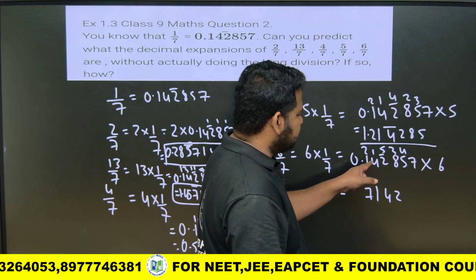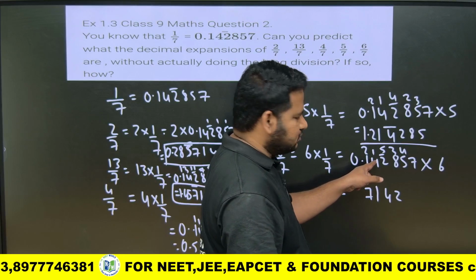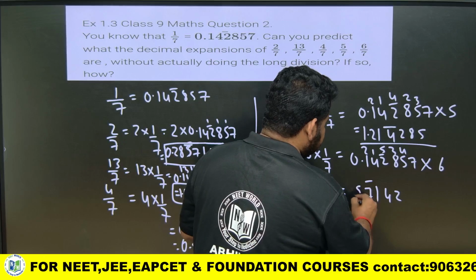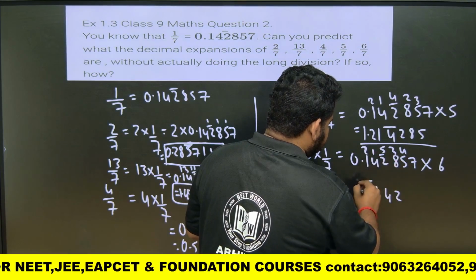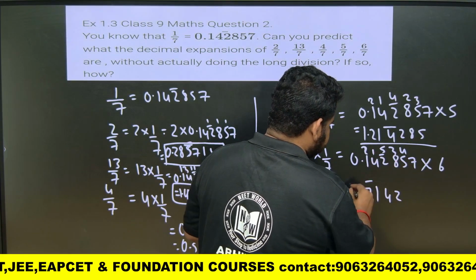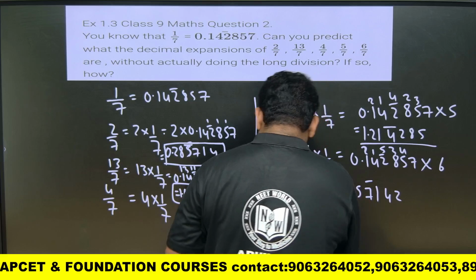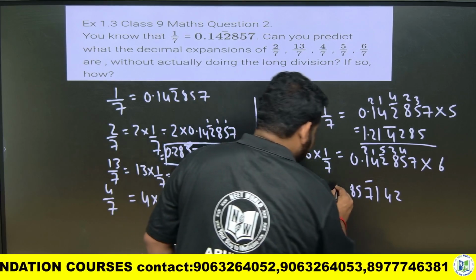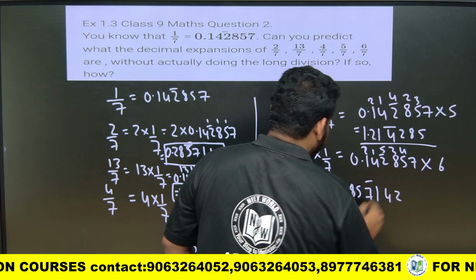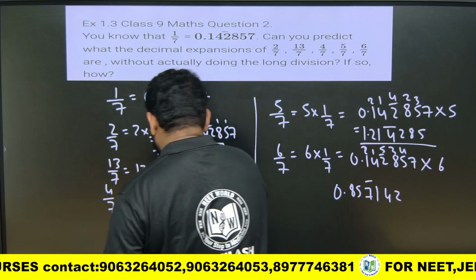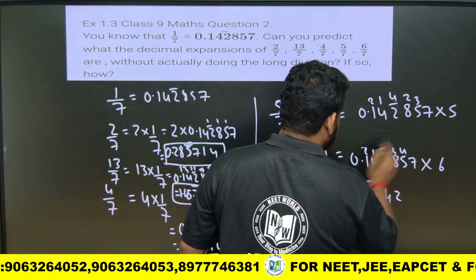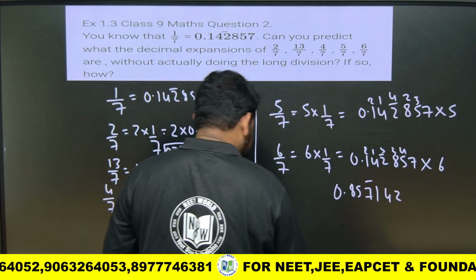6 4s are 24, plus 1 is 25. 6 1s are 6, plus 2 is 8. So this will become 0.857 bar on 2. Let me check for 5. I think I have made a mistake for 5. Let us have a look. Mistakes do happen. It's okay. No problem.